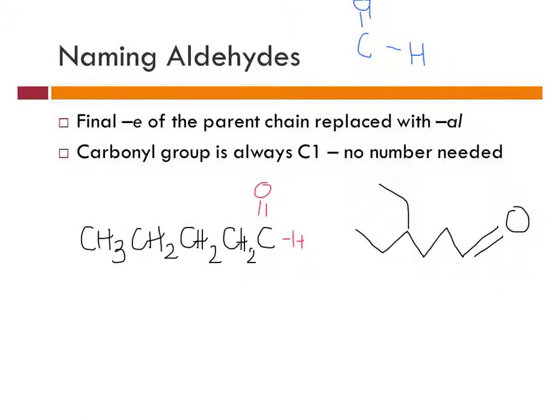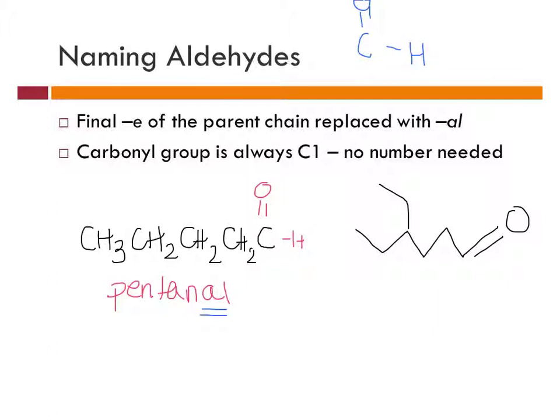So the structure on the left is 5 carbons long, 1, 2, 3, 4, 5. If it were an alkane, I would call that pentane. But since we have C double bond O on a final carbon, that carbon has at least one hydrogen to it, we know that it's an aldehyde. So we call that pentanal.